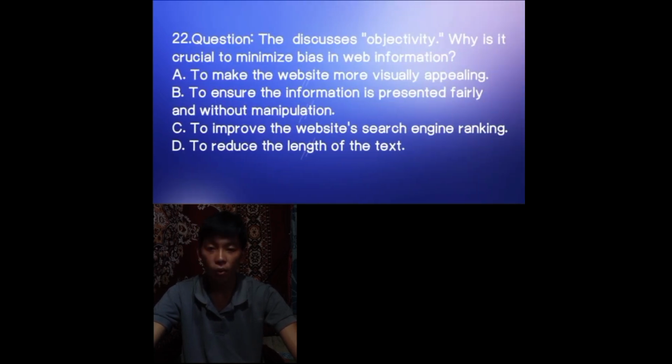Number 22 question. This discusses objectivity. Why is it crucial to minimize bias in web information? A. To make the website more visually appealing. B. To ensure the information is presented fairly and without manipulation. Letter C. To improve the website's search engine ranking. Letter D. To reduce the length of the text.